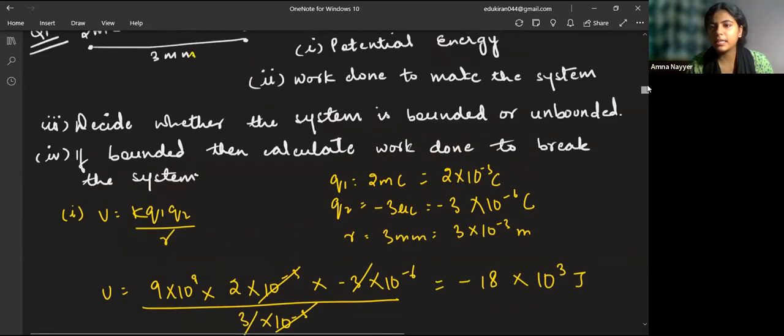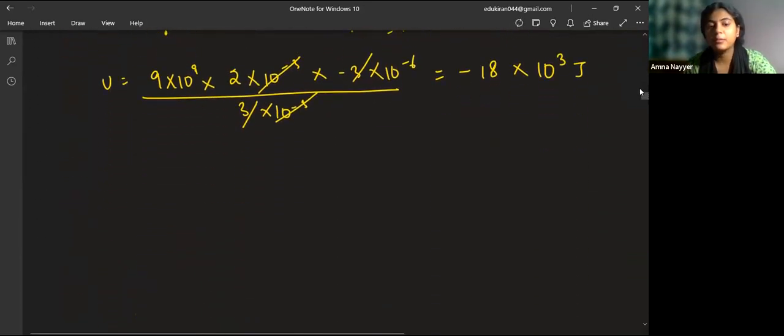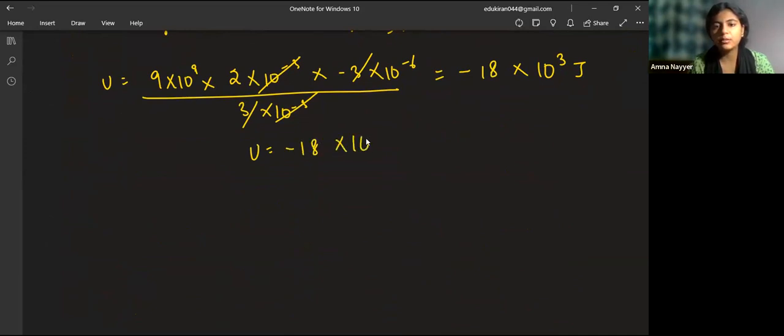Second part, what it is saying? Work done to make the system. See, potential energies are basically of two types. Your potential energy's final value is -18 into 10 to the power plus 3 joules.